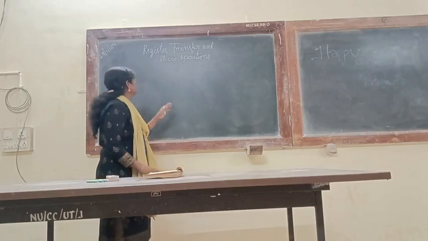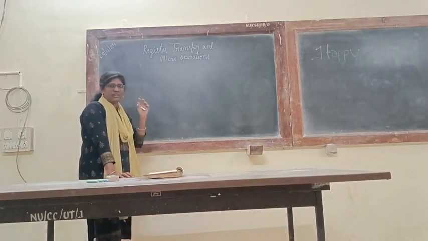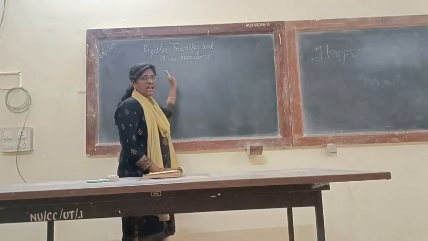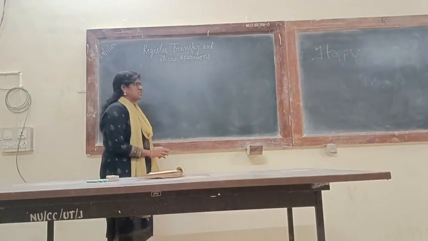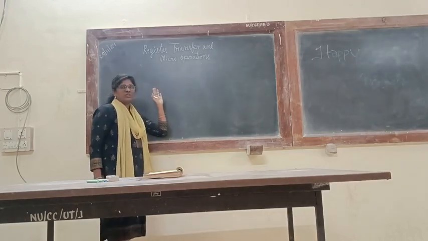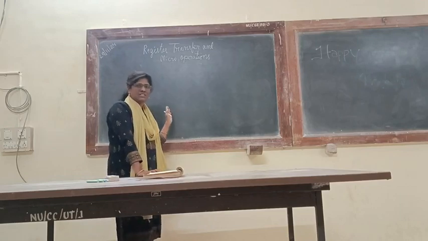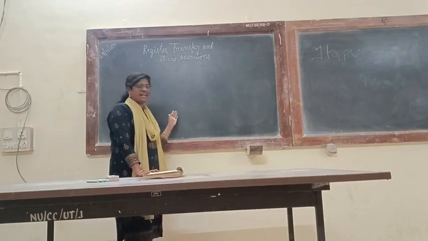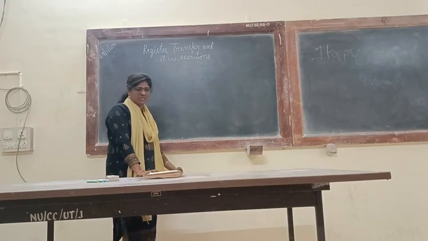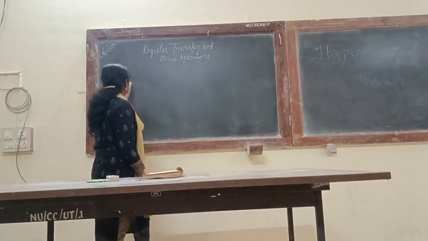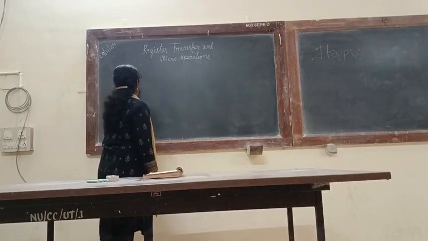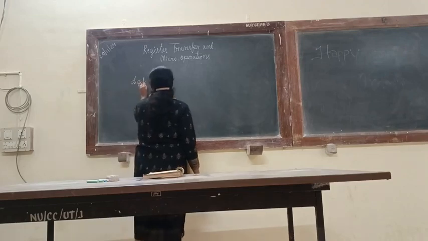Okay, so students, we start the next chapter, register transfer and micro operations. In this chapter, we discuss how the registers are interconnected in the digital system and how they are transferring information from one register to another register. So here, if we go for the digital system, what is the digital system?